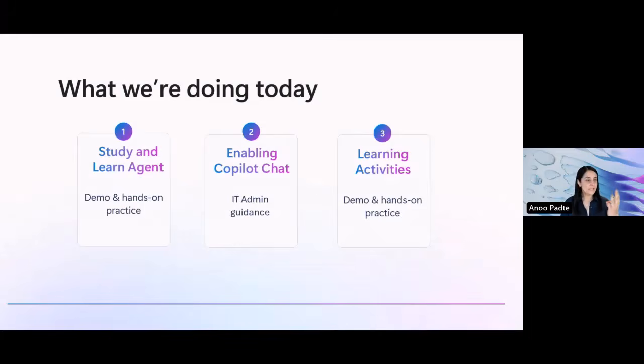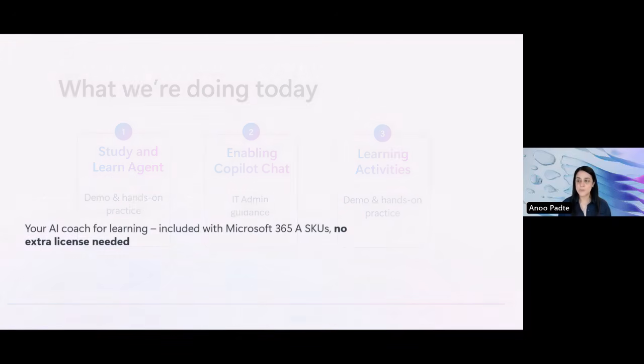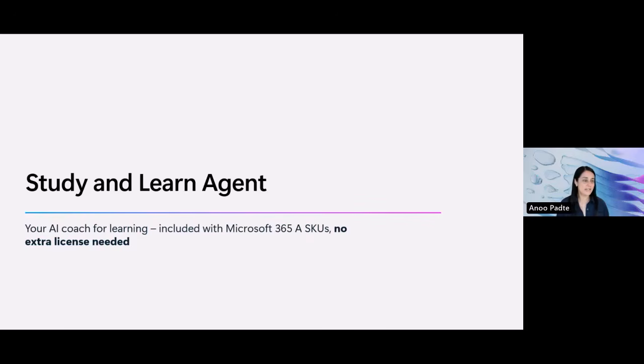We're going to go through three things. We're going to go through the Study and Learn agent, which is now generally available for US English and coming in new languages very soon. We're going to be talking about enabling Copilot Chat because you get the Study and Learn agent when Copilot Chat is enabled. And then my colleague Samantha Fisher is going to take us through learning activities as well. Three things that we're going to cover today. We'll start with the Study and Learn agent.